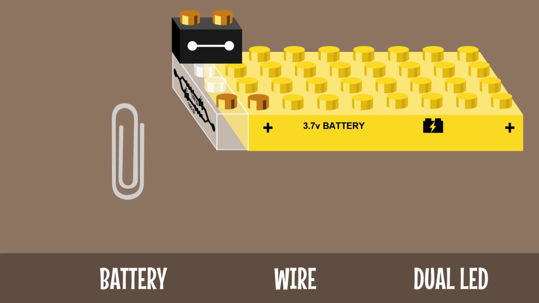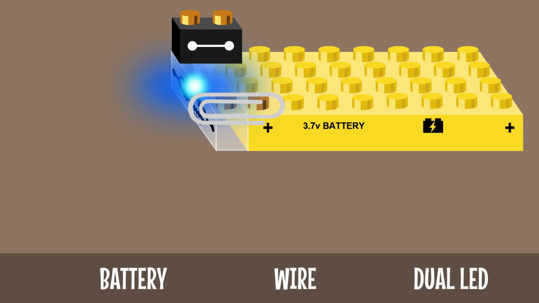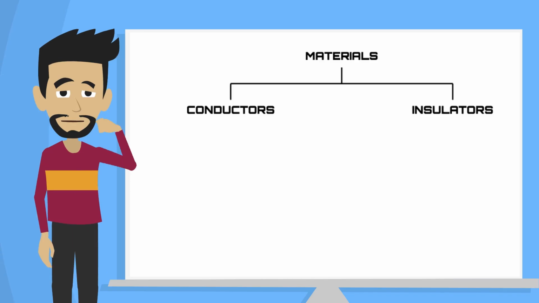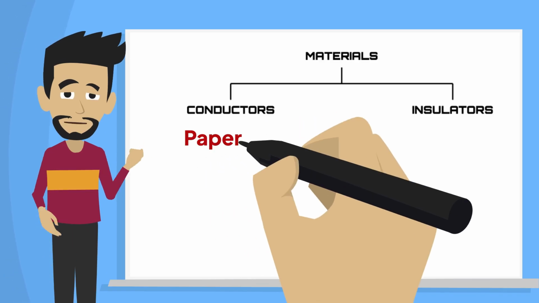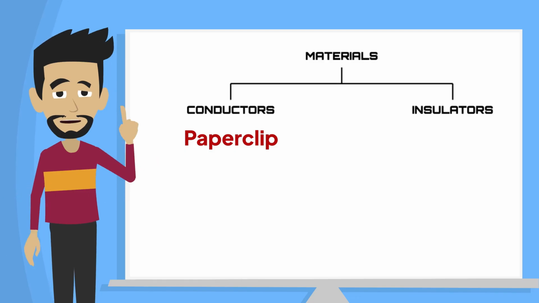Let's start with the metal paperclip. If you lay the paperclip across the two terminals, the LED should light up. When the LED turns on, it tells us that we've created a pathway from one side of the battery to the other that allows the electrons to flow. Because the electricity can flow through it, the paperclip is made from a material that's a conductor.